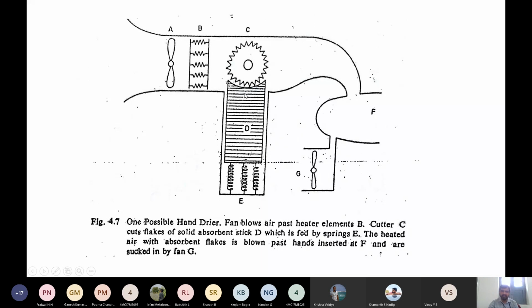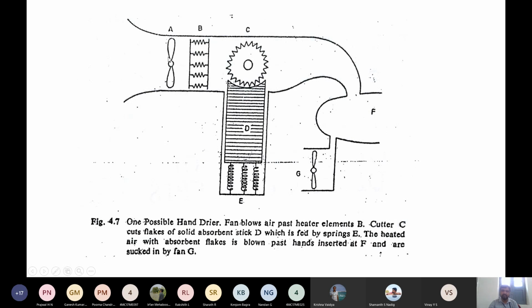Okay, so this is one of the designs of a hand dryer. It consists of fans, a heating coil and a cutter. This is the stick of absorbent. Here A is the fan. Okay, so here they have given the description: one possible hand dryer. Fan blows air past the heater element.